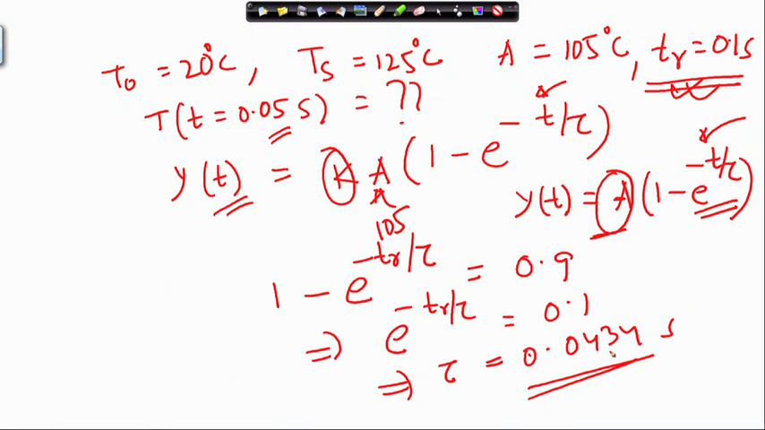I will make use of this equation again with a equal to 105, and then can find out the response at 0.05 second. So, this problem has two parts. First part, I have to find out the time constant, making use of the information on rise time, and the second part, I may use this obtained time constant value to find out the response at t equal to 0.05 second in a straightforward manner from the equation of the step response.